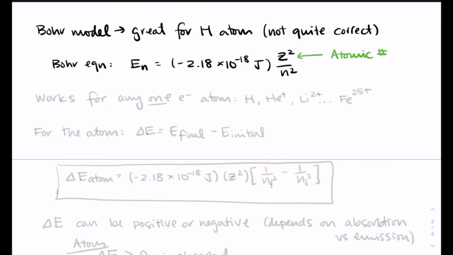So hydrogen. Or it just has to have one electron. The problem is when we have multiple electrons, they interact with each other. The energy levels get more complicated. There's just a lot more going on.